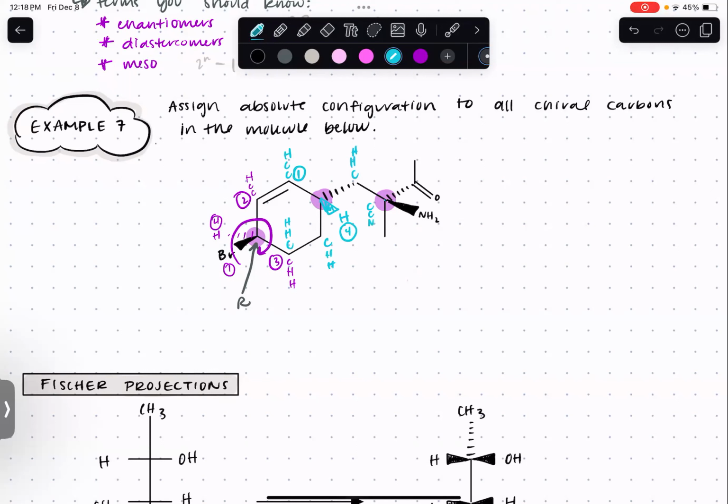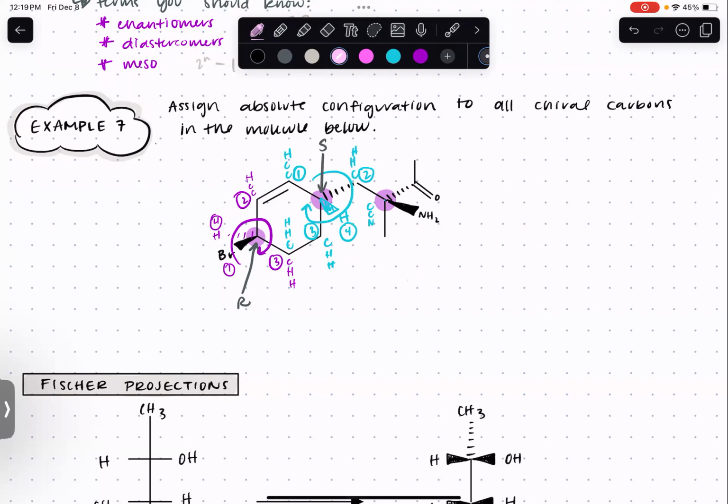Okay, so between those 2 now, carbon, carbon, nitrogen takes precedence over carbon, hydrogen, hydrogen. So this one's going to be 2, and this one's going to be 3 right here. So that one we get 1, 2, 3 this way, which would be R, but our hydrogen's in the front, so we say it's not R. It's actually S.